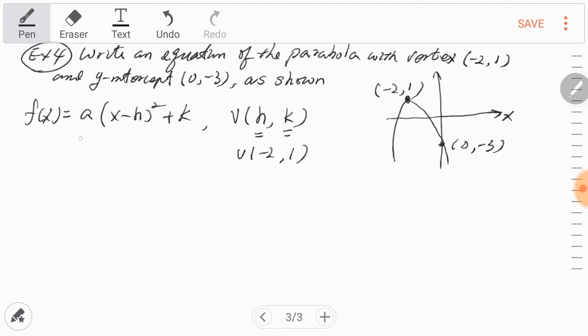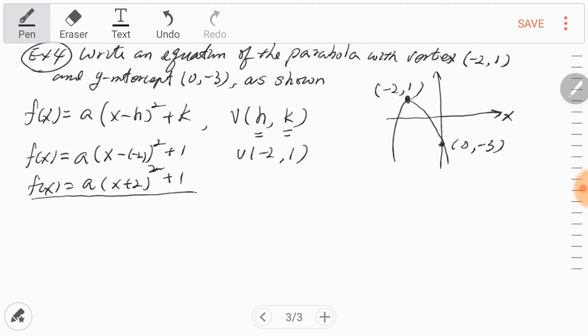So we can write it as this. A times, h is what? Negative 2. So x minus negative 2 squared plus 1. Then f of x is equal to a times x plus 2 squared plus 1. So we have a quadratic equation, but in this case we have to find a. Okay, a. So in order to find a, we need 1 point. Already we used up the vertex. So why don't we use the y-intercept? So using this y-intercept, we can find a.